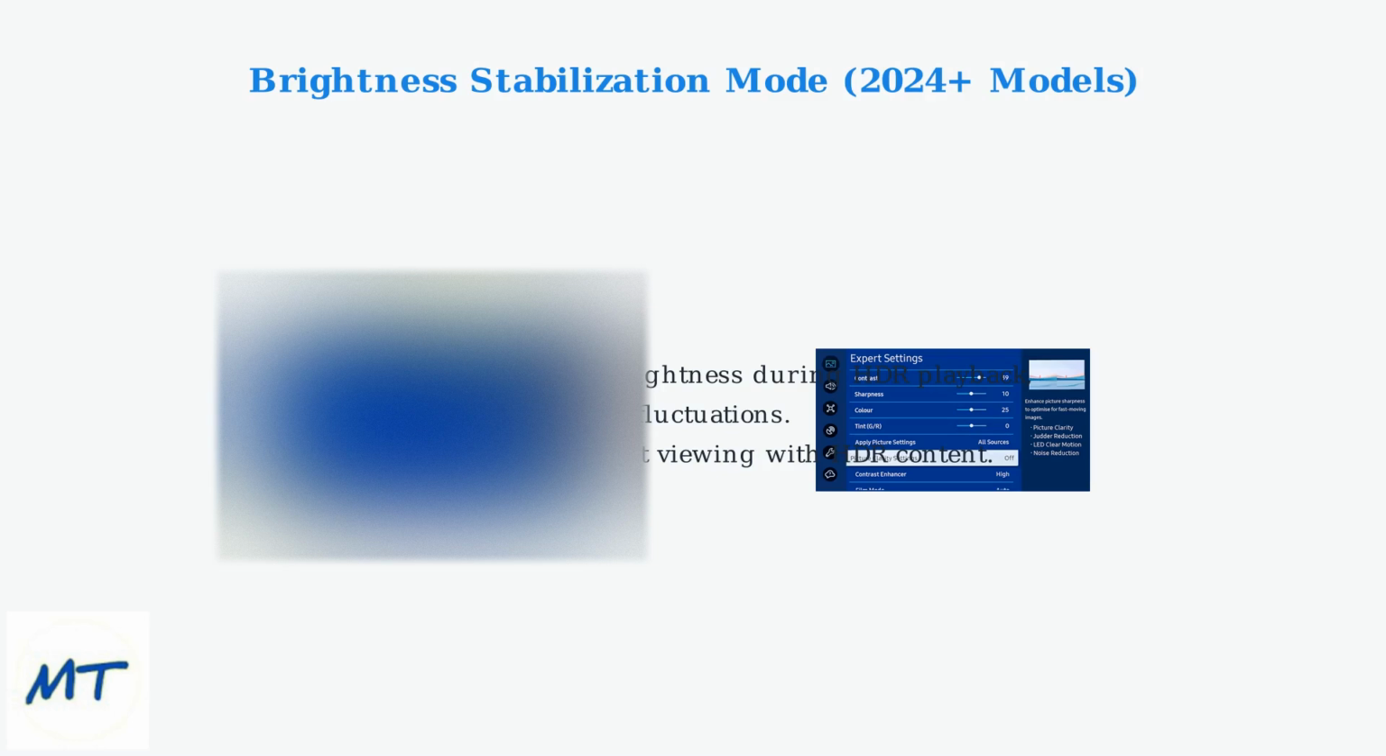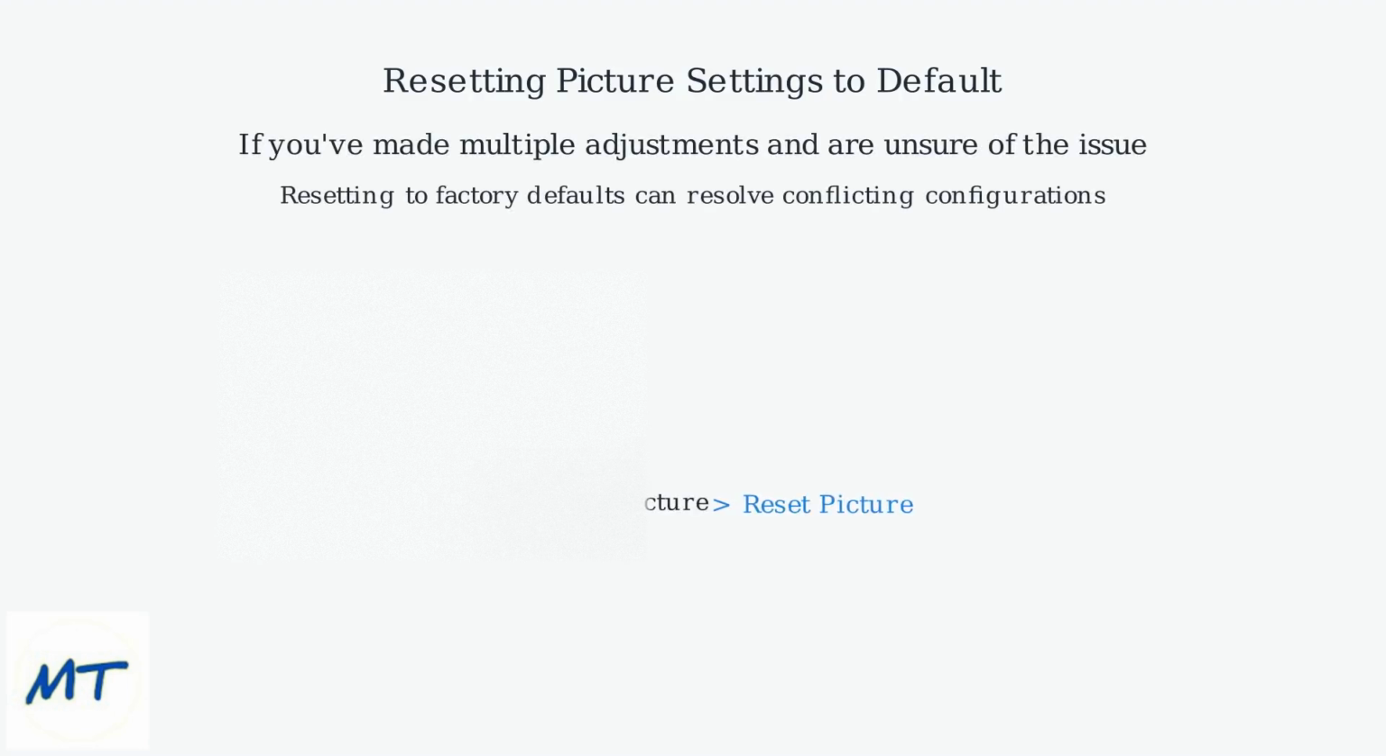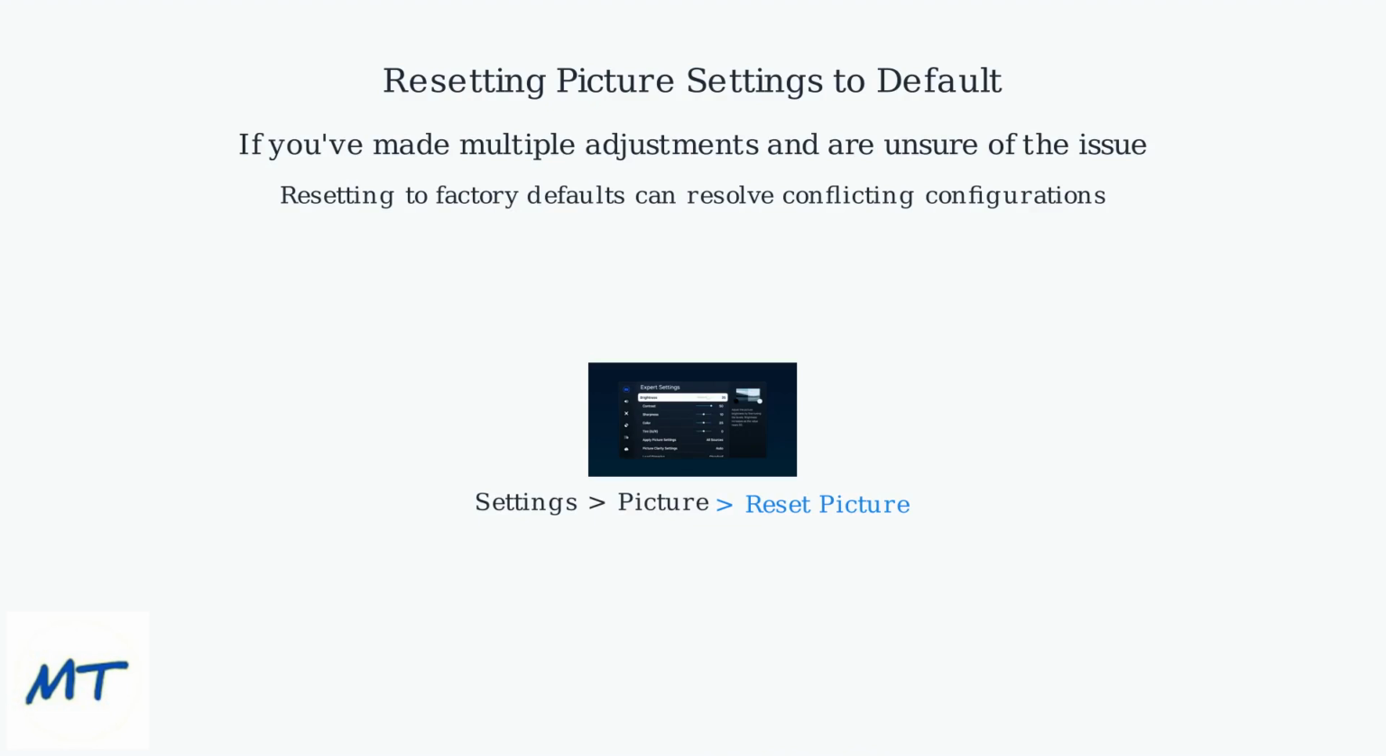If you've made multiple picture adjustments and are unsure where the brightness issue stems from, resetting the picture settings to default can help. This will revert all picture settings to their original factory defaults, potentially resolving any conflicting configurations.